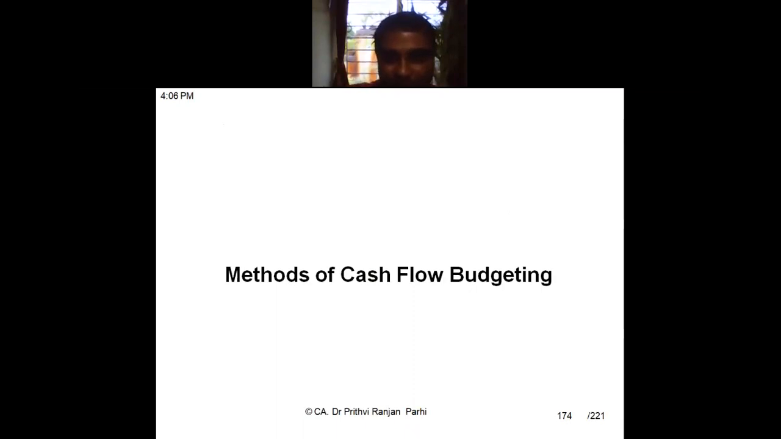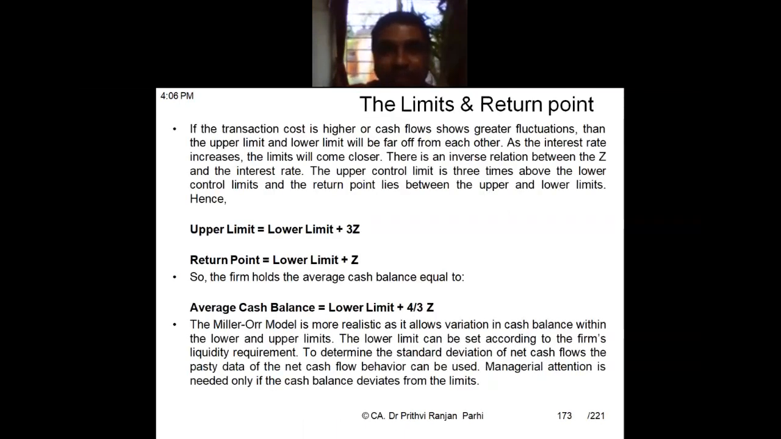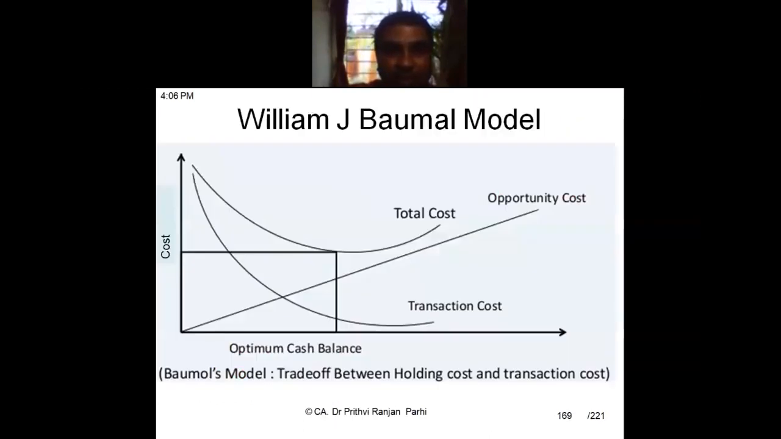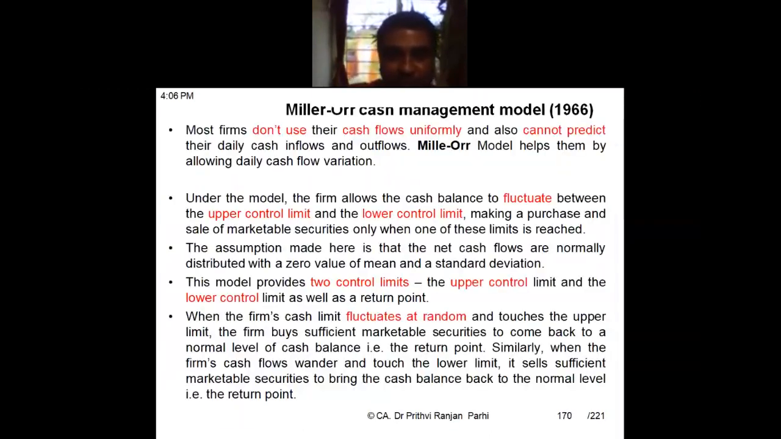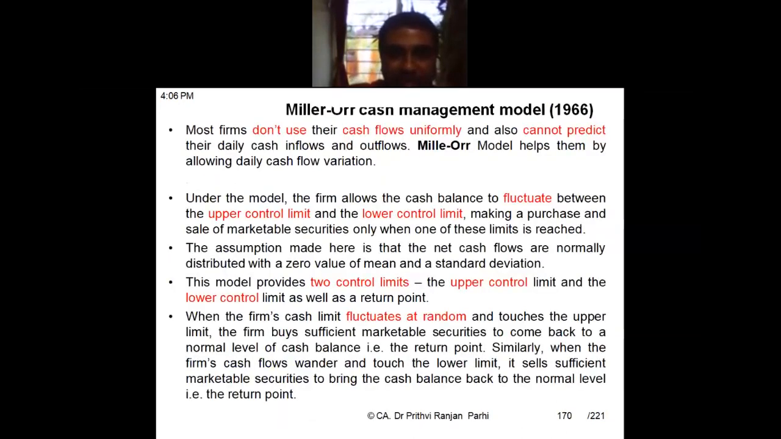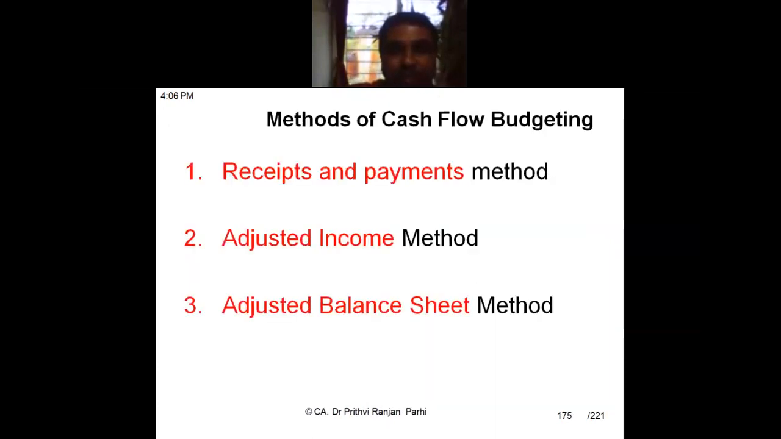Well, friends, now coming to this cash budgeting part, we have understood various kinds of models regarding cash management, is it not? Miller and Orr model we have covered, Baumol's model also in the previous class we have covered, and then in that context we have understood cash budgeting is also relevant. And I had just mentioned that there are three methods of preparing cash budget: receipt and payment method, adjusted income method, adjusted balance sheet method. So quickly we'll try to go through all these three methods.